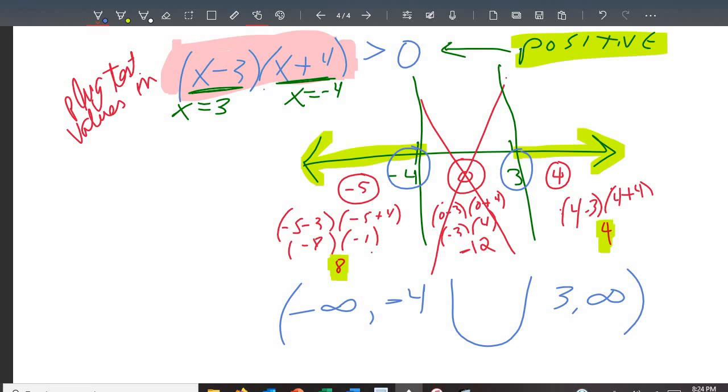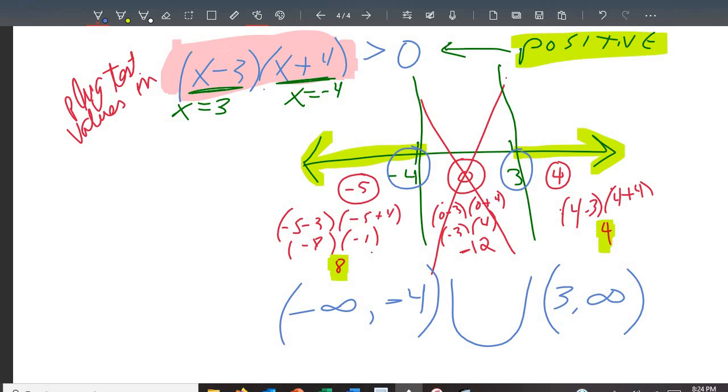Now, since it's a greater than without the bracket, these are going to be parentheses. So we're still doing the same thing we've done in the past. It's just now, when we had the OR problems and the AND problems and things like that, we're going to be writing the shaded region down using this interval notation.